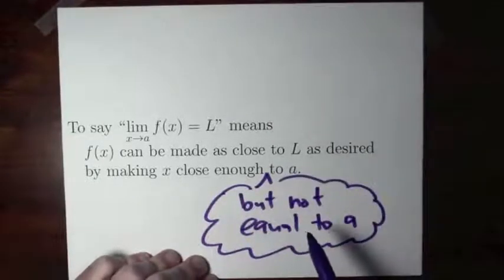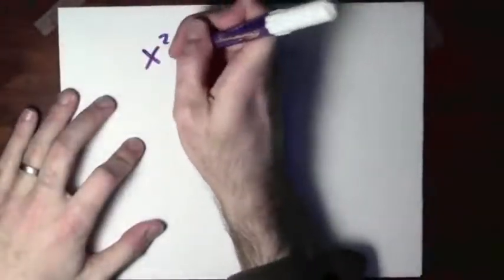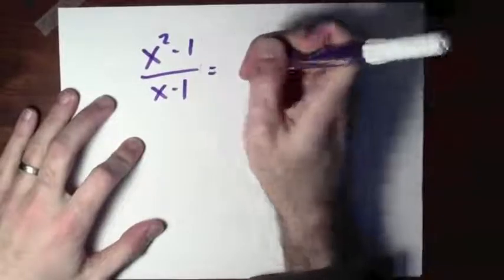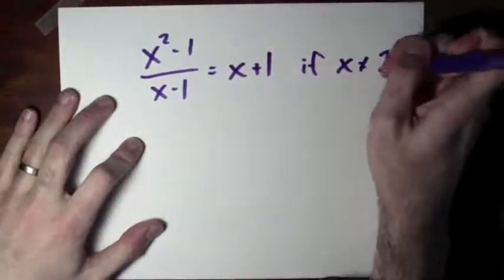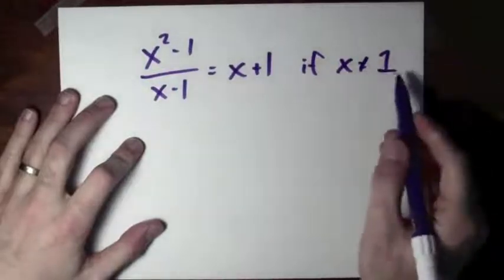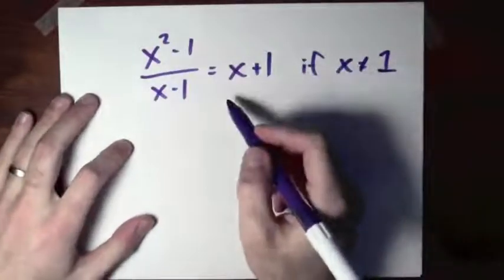Why does something like this matter? Well, let's go back to our example. In our example, the function wasn't defined at 1. But the limit doesn't depend upon the function's value at 1. It only depends upon the function's value near 1. So x squared minus 1 over x minus 1 is equal to x plus 1 as long as x isn't equal to 1. Right? As long as x isn't 1, this is a true statement.